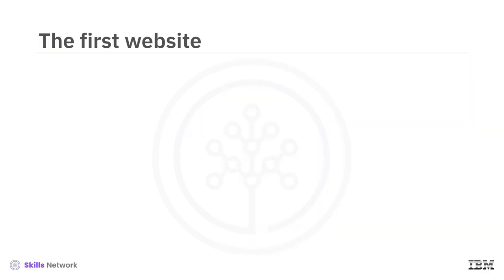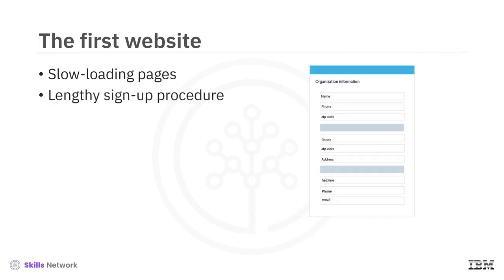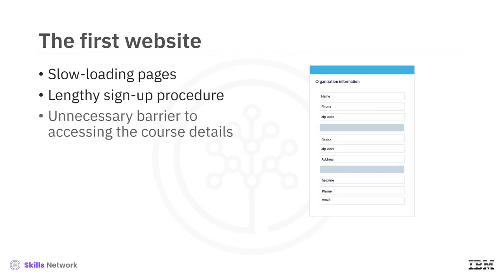As Smith continues to explore the website, he notices that the pages take a long time to load. The slow loading time makes it even more difficult for him to access the important details about the Python courses. To make matters worse, when Smith attempts to view the course details, he encounters a lengthy sign-up procedure that requires him to provide excessive personal information. This additional hurdle frustrates him and creates an unnecessary barrier to accessing the course details.